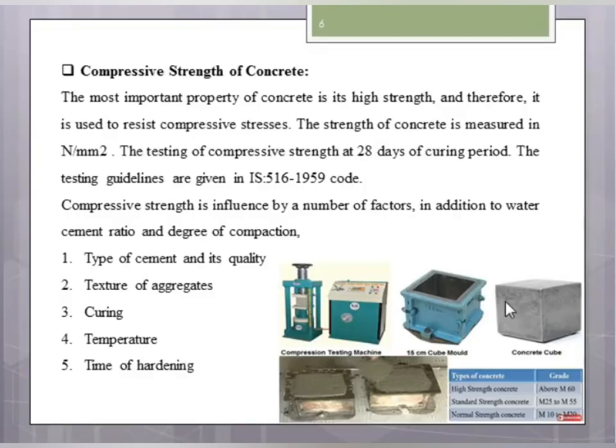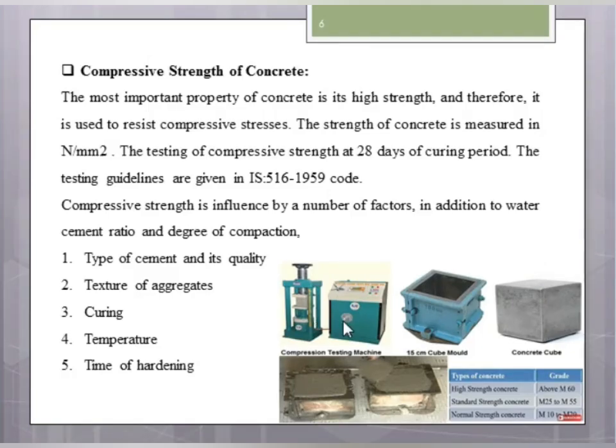The concrete cube you have to place in a water tank for the 28 days curing period. After 28 days, you have to take that concrete cube, air dry it to remove the surface water, and keep it into the compression testing machine.